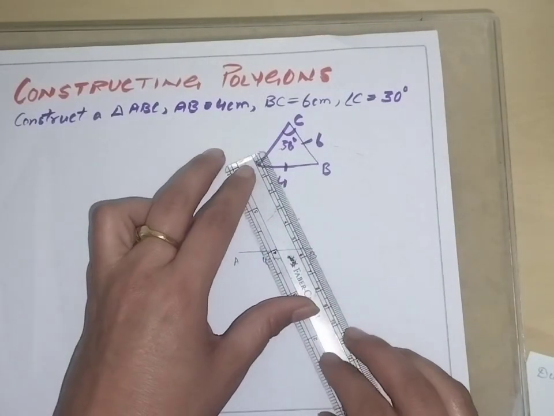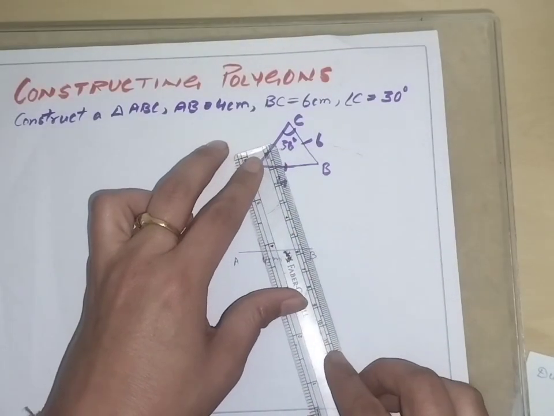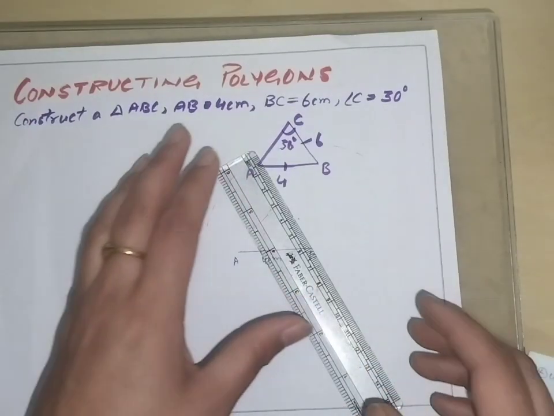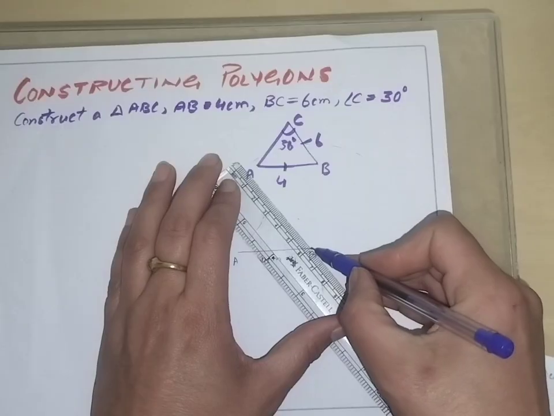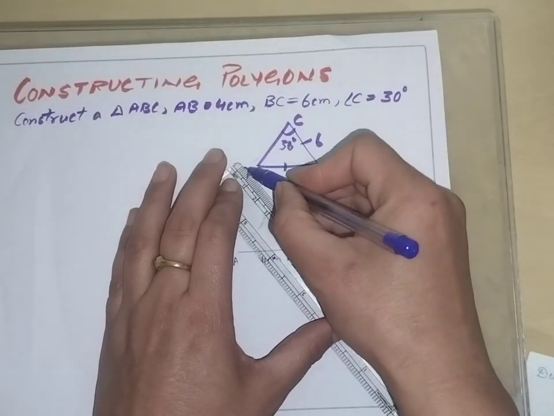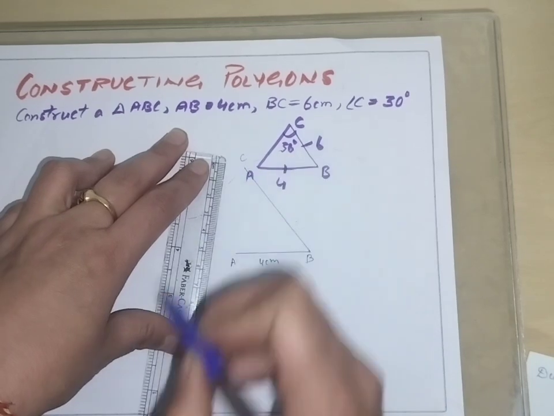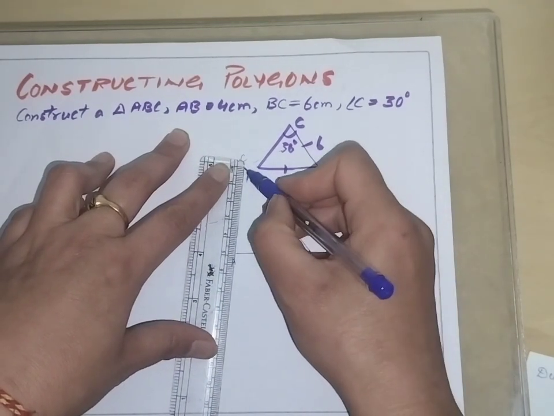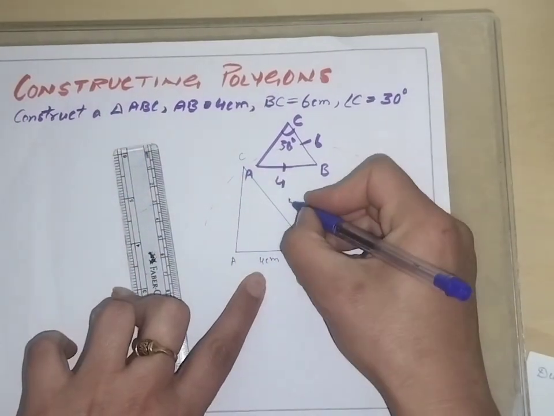We can look for it by scale also. This point is 6 centimeter. If you move, this is also 6. So how to keep it? We cannot randomly keep it. Suppose I have randomly taken this point, and now I've got my C here. So now all 3 points are here, I joined them, and I've got AB as 4 and BC as 6.